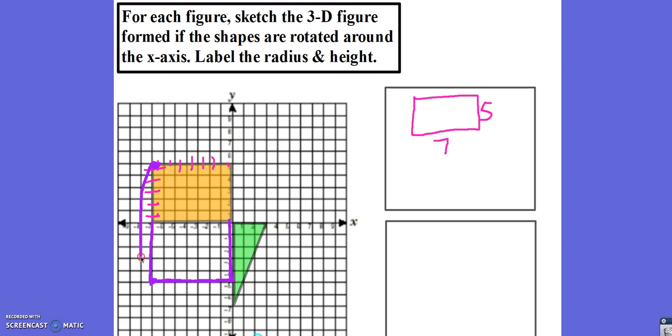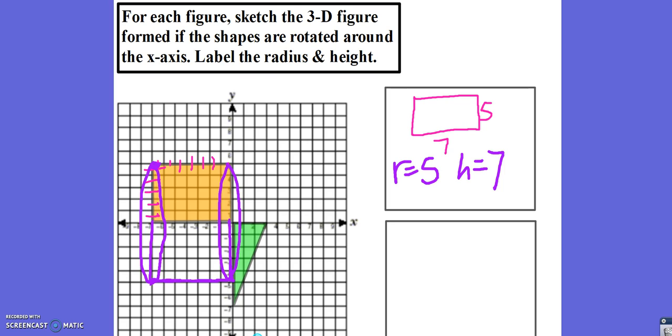The circle will always be connecting the 2 points that we reflected. And since it's a cylinder, we are going to have a circle on both ends. Now looking at the circle we drew, the radius is going to be the left side of that rectangle, which we already determined to be 5. The height is the distance connecting those two circles, and we determined that distance to be 7. So our rectangle has become a cylinder with a radius of 5 and a height of 7.